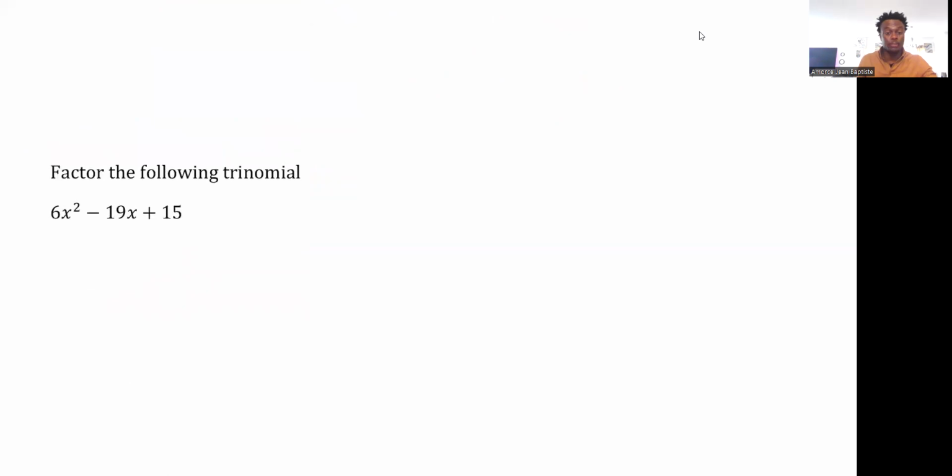All right, here, what do we do? GCF first. What is it? Do we have any? Don't think so, because we don't share any common factor here. So multiply 6 and 15. 6 times 15, that should be 90. And then with 90, we need two factors that add up to negative 19. So that is negative 10 and negative 9.